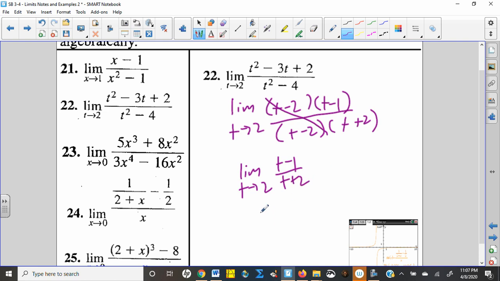I can now do that evaluation step. I lose the limit notation at that point, and I get an answer of 1/4. That's it. That's your answer. Okay. That's how you do those.